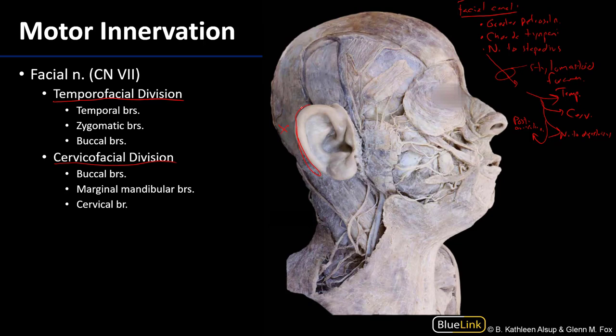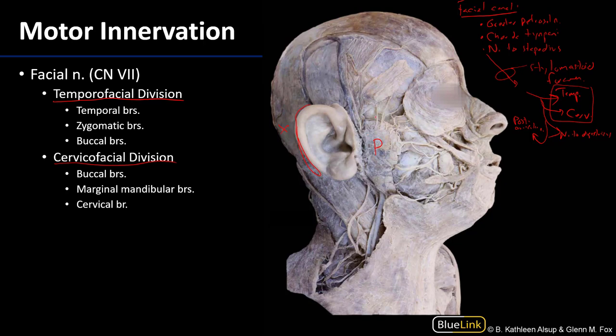Now, these temporofacial and cervicofacial divisions are going to be a major focus of this session. What I want to show you here is that once they exit through the stylomastoid foramen, they are going to be traveling through the parotid gland. The parotid gland is one of the major salivary glands.